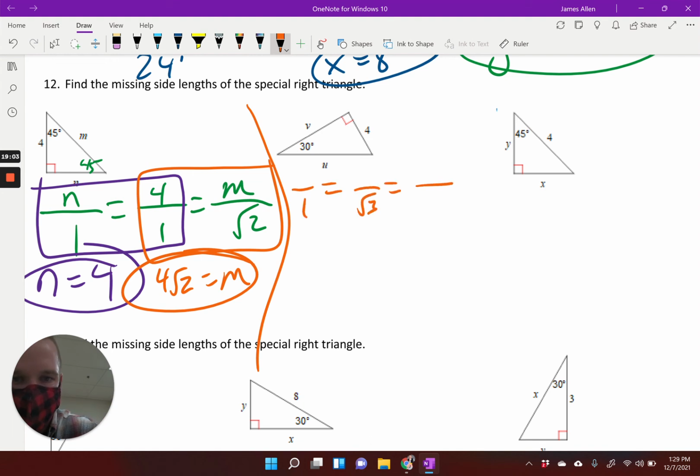So that's 1, root 3, 2. Across from my 30, that's a 4. Across from my 60, which is right here, that's going to be the V. And then across from my 90 is U.